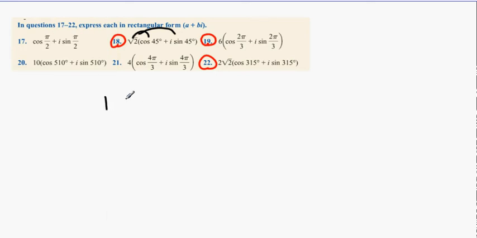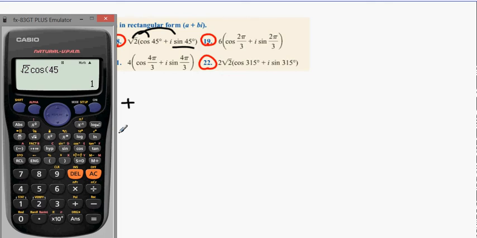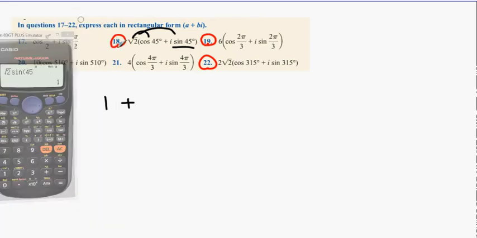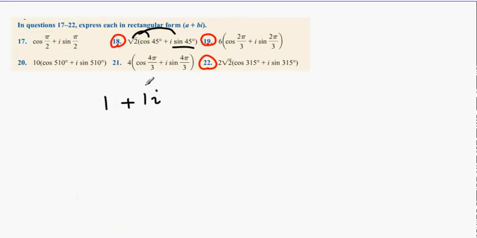So this changes into 1 plus, and then you're going to multiply it by sine 45 this time. So just leave it as sine 45. It is pretty much as easy as that. So it's 1. We're going to get 1 plus 1i for question 18. So question 18 is 1 plus i. Question 19.